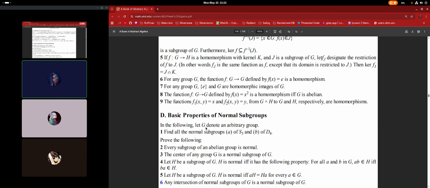6 and 7 of C. Yeah, they are the base cases, basically. For any group G, the function that is a homomorphism. Yeah, this is just creating the kernel, isn't it? Well, this is creating the greatest possible kernel, which gives you the smallest possible group as a result, which is the group of one element.